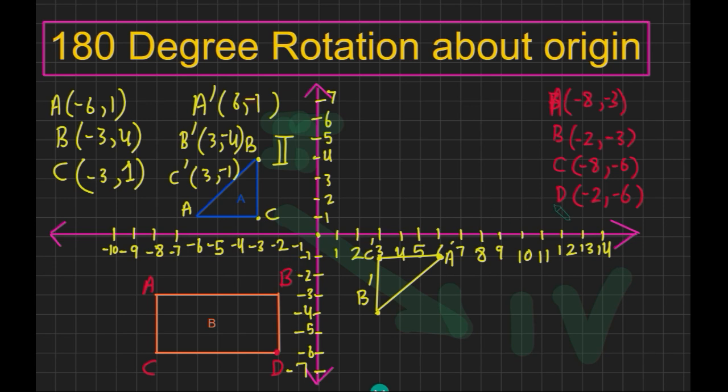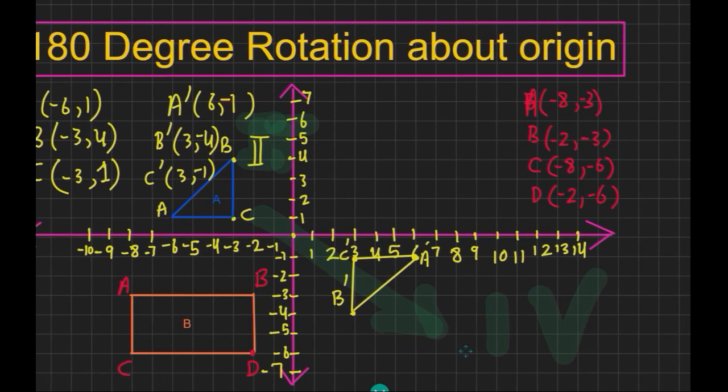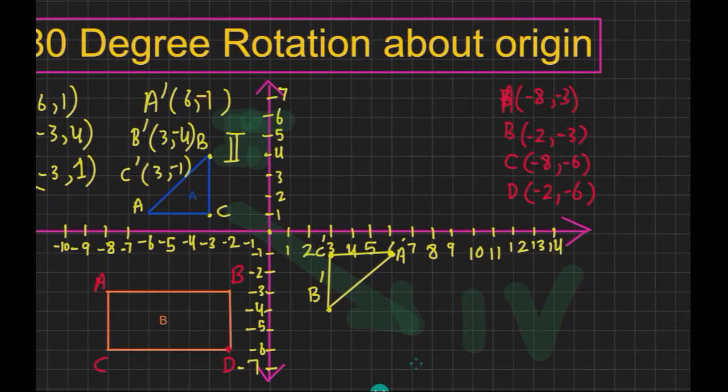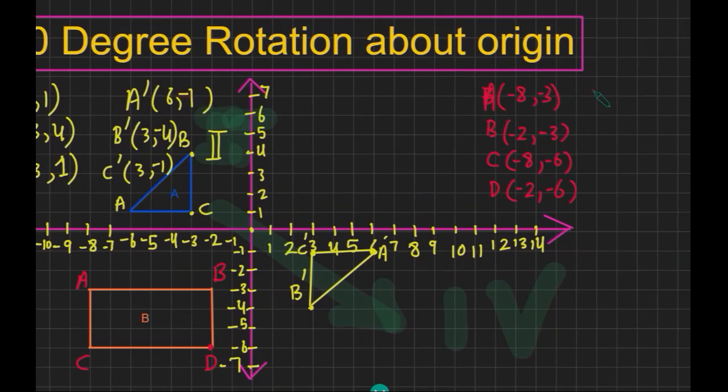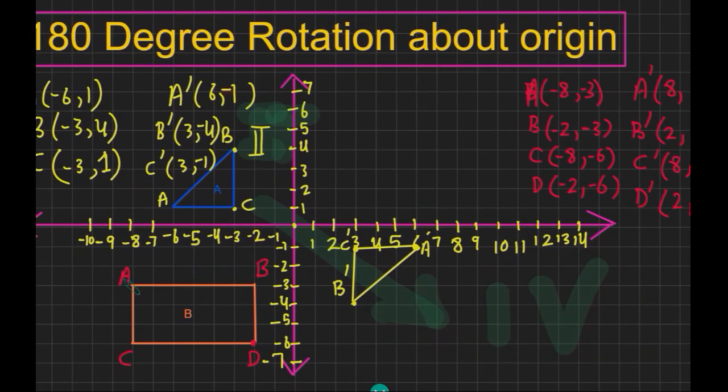So when there is 180-degree rotation, what will be the new coordinates of the new figure? Okay. For A prime, I will write the same coordinates, and after this we will write the sign according to the quadrant. Okay. We see that our figure is in the third quadrant.